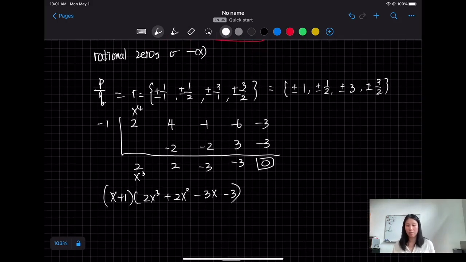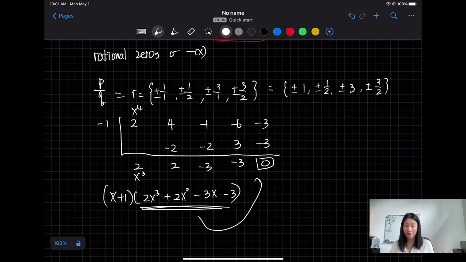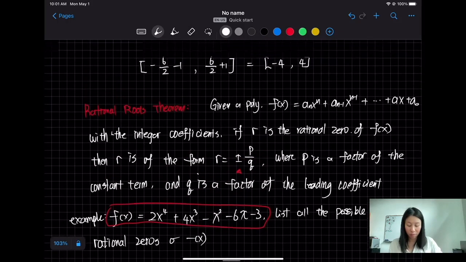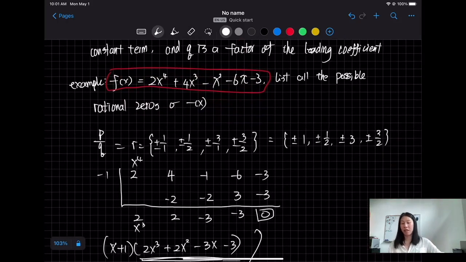Okay, after that, it's easier to find another root. We repeat the same process that we did, and we keep factoring out until we get to a quadratic function, and then we can use the quadratic formula to find the rest of it. Okay, so here is the application of the rational root theorem. Let me know if you have other questions.